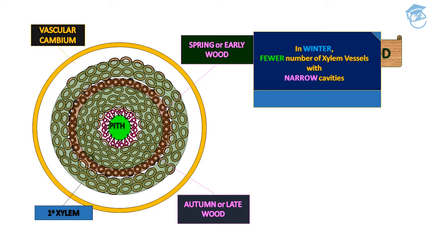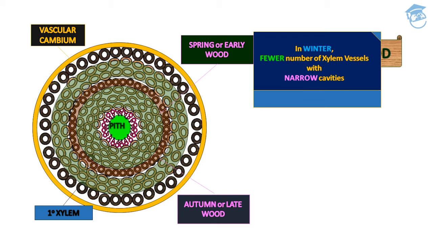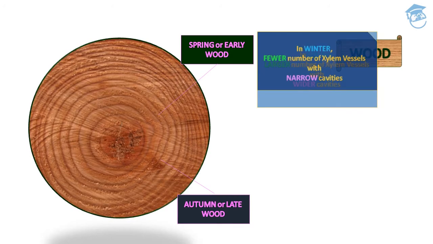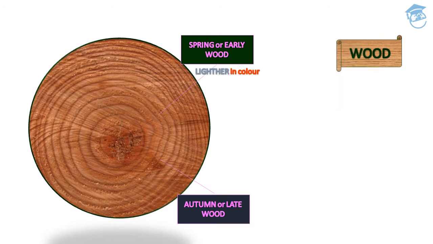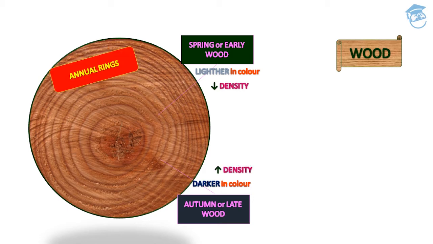So this is autumn or late wood. And this forms spring or early wood, which is lighter in color, and this is autumn or late wood, which is darker in color. The density of spring or early wood is very low as compared to autumn or late wood, and these are the annual rings, which you can see as concentric rings. These are the annual rings.